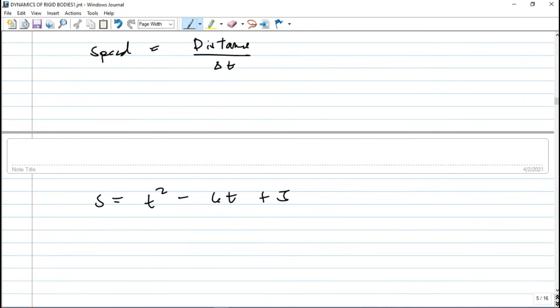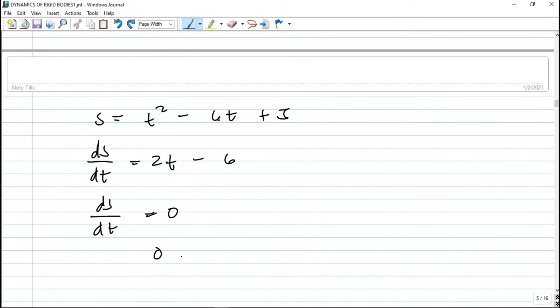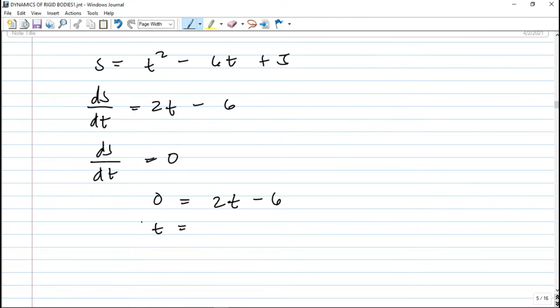So let's get ds over dt. You have ds over dt is equal to 2t minus 6. In order to get the maximum distance traveled by the object, we need to let ds over dt equal 0. This is maxima and minima. So if ds over dt is equal to 0, then 0 is equal to 2t minus 6, so 2t equals 6, then t is equal to 3 seconds.